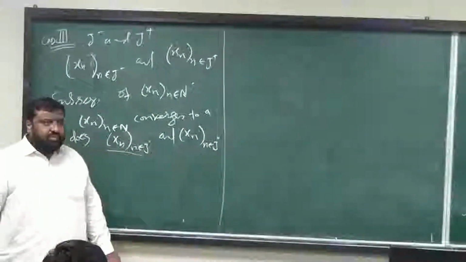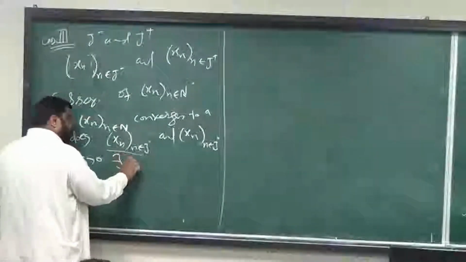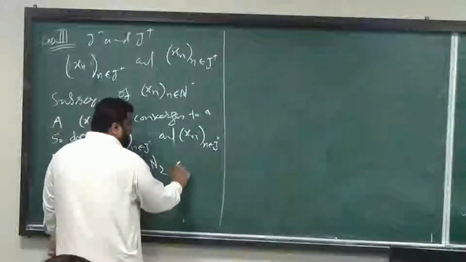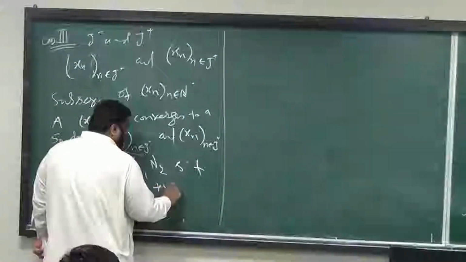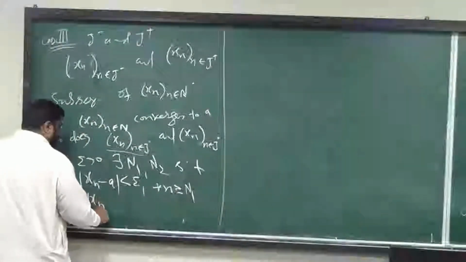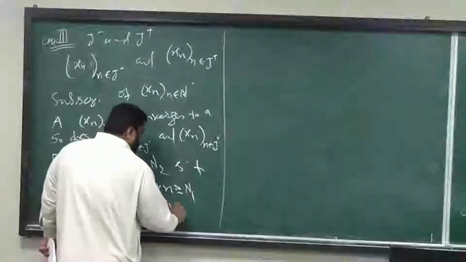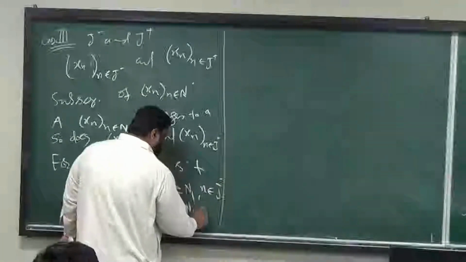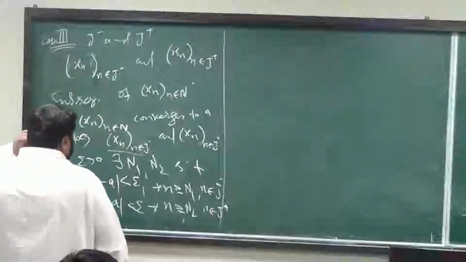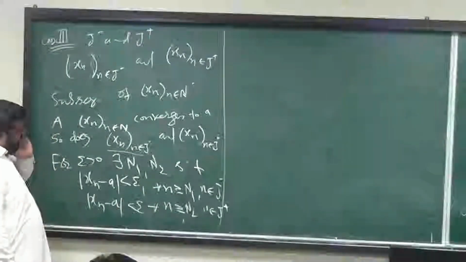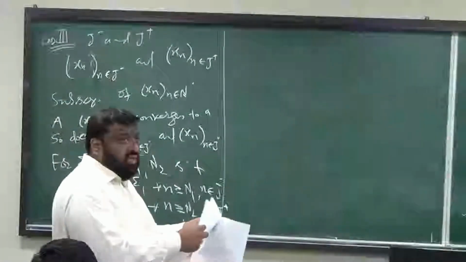Now what does this mean, the convergence of this to A? It means that for epsilon positive, there exist, say, N1 and N2, for example, such that |x_n minus A| is less than epsilon for all n bigger than or equal to N1, and |x_n minus A| is less than epsilon for all n bigger than or equal to N2, and I should say that this n belongs to J minus and this n belongs to J plus.